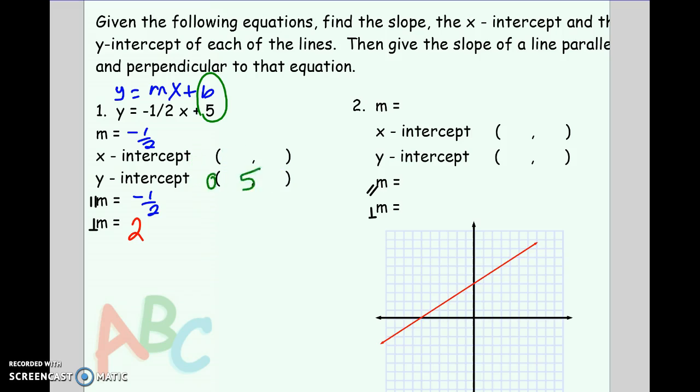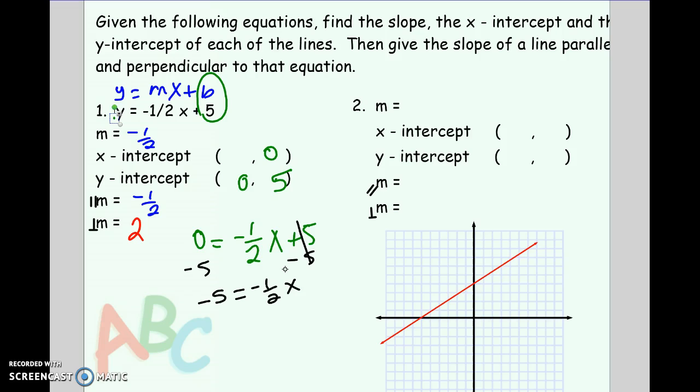My x-intercept is going to be something, 0. So in order for me to find that, I have to plug in 0 for y. So I'm going to put 0 equals -1/2 x plus 5. Subtract the 5. Multiply by the reciprocal. And my x-intercept is +10. So 10, 0.